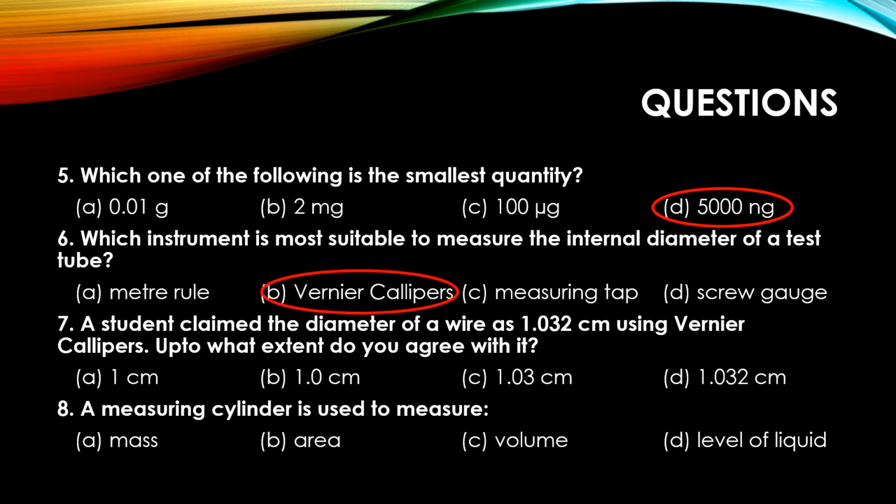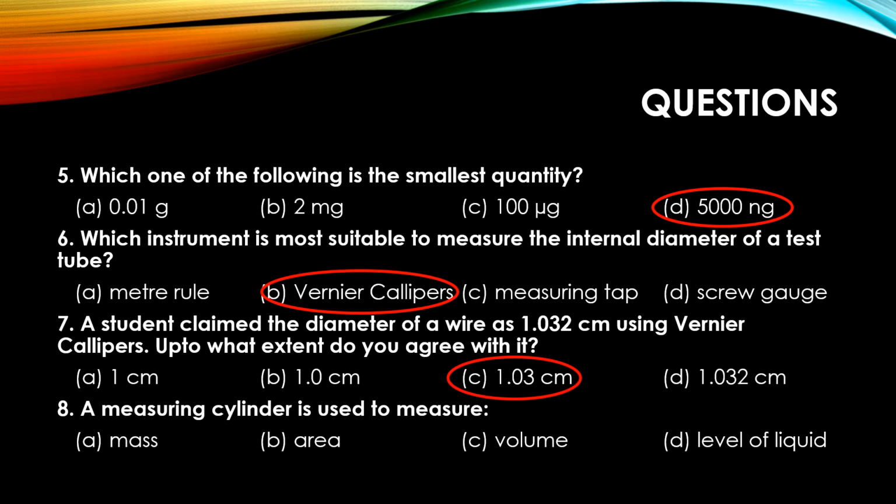Question number 7. A student claimed the diameter of a wire is 1.032 centimeter using vernier calipers. Up to what extent do you agree with it? Option A is 1 centimeter. Option B is 1.0 centimeter. Option C is 1.03 centimeter. And option D is 1.032 centimeters. The option C is correct because vernier caliper can measure up to 2 decimal places.